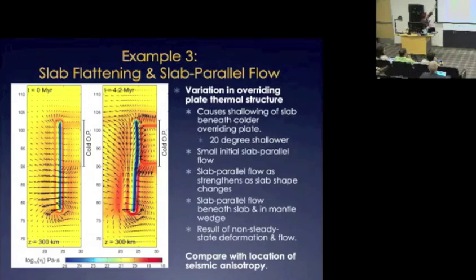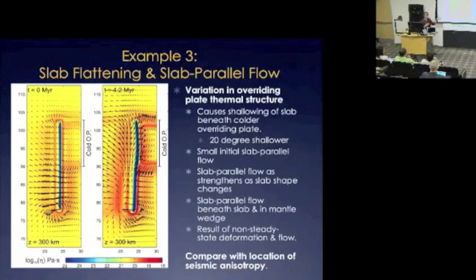So what you're looking at is two slices at 300 kilometers depth. This is viscosity, so the blue thing is a slice through that initial slab shape at a time step of zero. At the southern edge of the slab, you see the typical toroidal flow with a trench parallel corner in the center. But as you go to the north, where we have this colder section of plate, there's some hint of a trench parallel flow being driven by this variation in the temperature of the overriding plate.